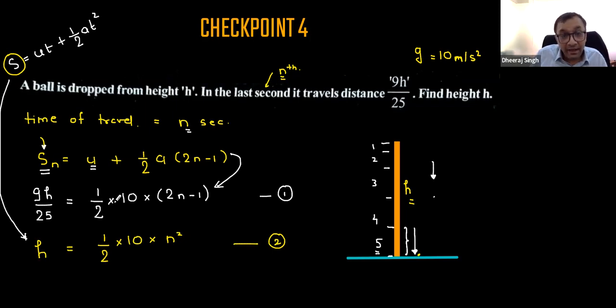Sn is nth. Snth is the distance traveled in the nth second. Derivation we did, right? Last session, did we do the derivation? Some of you are saying we haven't done the derivation.